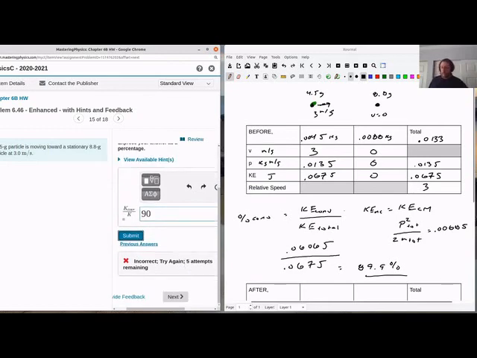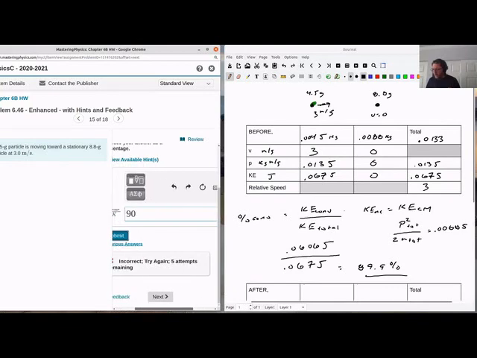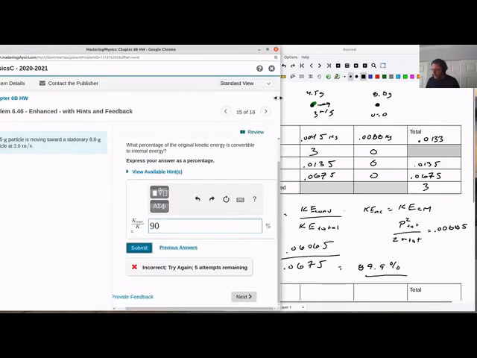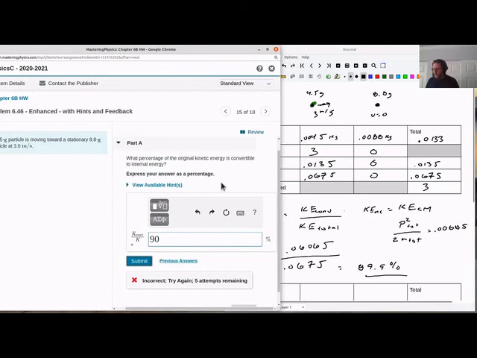Ooh, problem. Something turned out wrong here. I'm not sure what happened actually. So I'm going to have to do some troubleshooting. Either I've made a mistake in my calculation, or I've had a fundamental error in the way I was thinking about the problem. So we're going to have to work backwards. Let me make this slightly bigger so I can see the whole thing at once. What percentage of the original kinetic energy is convertible?